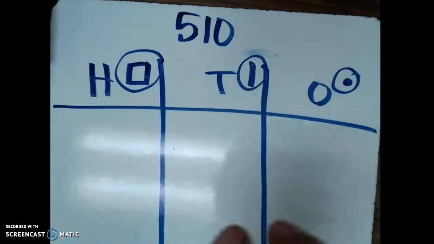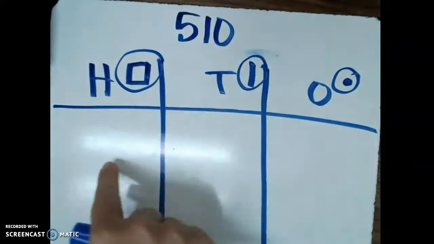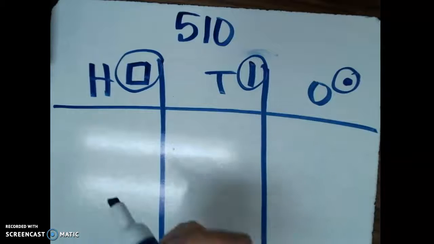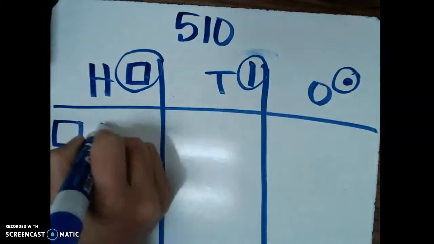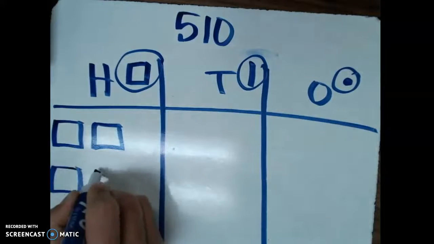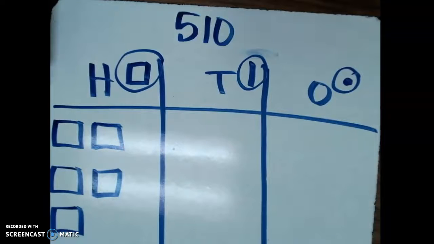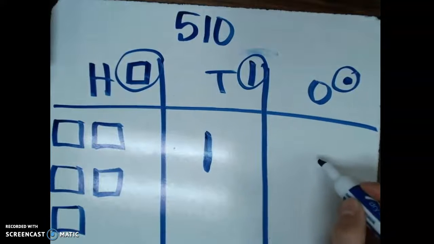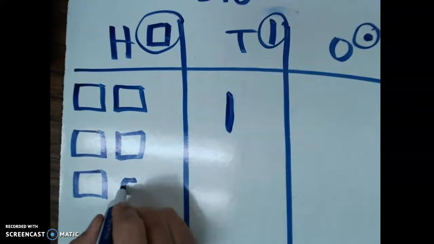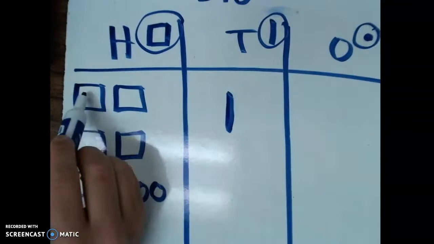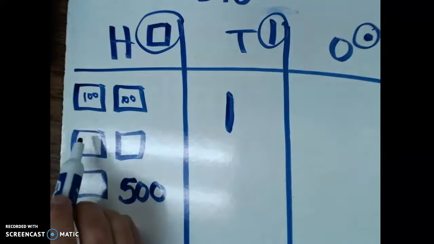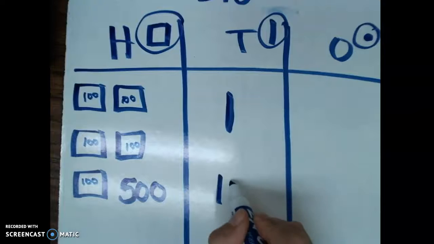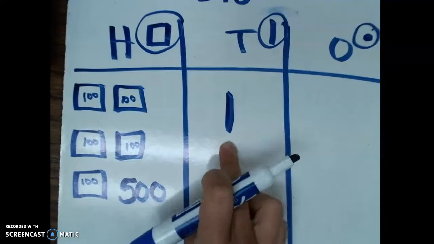So I am going to draw 510 on my place value chart. Okay? So 500s, we have 1, 2, 3, 4, 5. 500s, 1 ten, and there are no ones. So this shows me 500, because this is each 100, 100, 100, 100, 100. And this right here is a 10. Okay, it's the same thing as this right here.